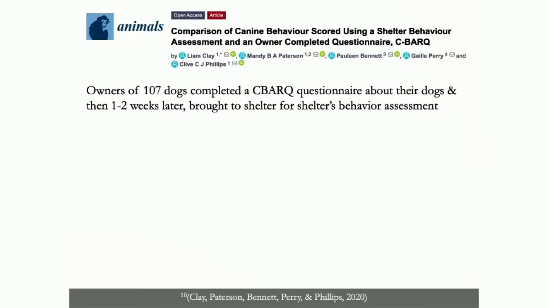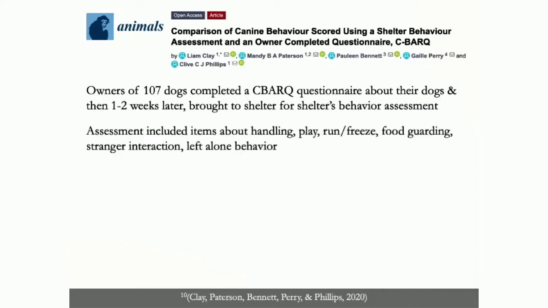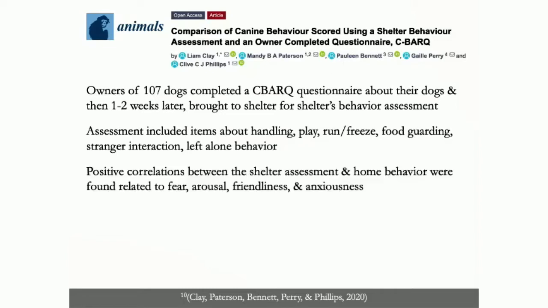So they were using the ASPCA's behavior assessment. And the assessment is pretty standard. They have things about handling, play, they do a run and freeze test, there's food guarding, stranger interaction, left alone behavior. So again, kind of doing the typical things, and this is all outlined in the paper. This paper in Animals actually is open access, and much of Liam's work is open access, so you can check it out. But what they found was positive correlations between the shelter assessment and the home behavior around fear, arousal, friendliness, and anxiousness.